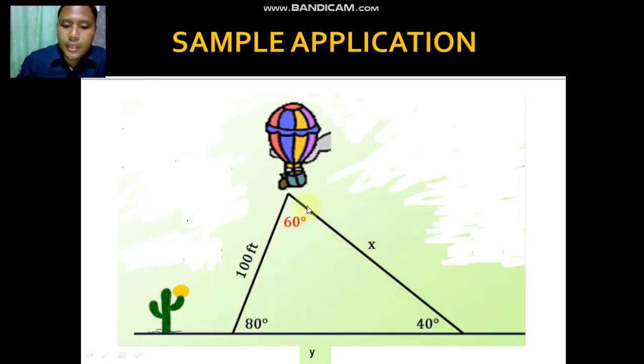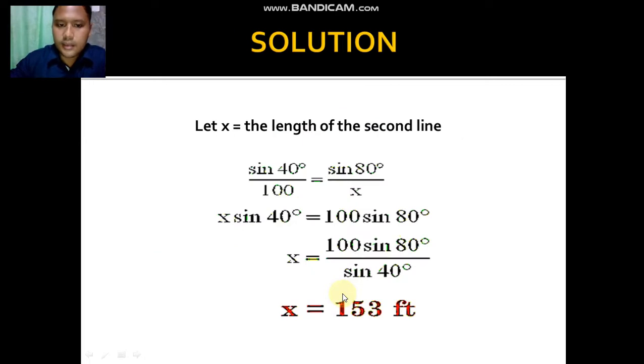So the first question is the length of this second line. How long is the second line? And the second question is, how far apart are the tethers? So the second question talks about this side of the oblique triangle. Okay, so let's have the solution for the first question. Let x be the length of the second line.